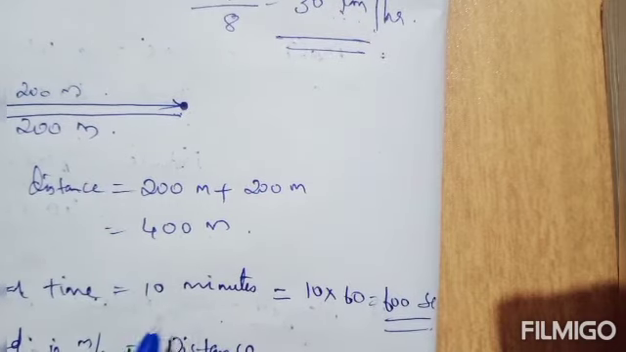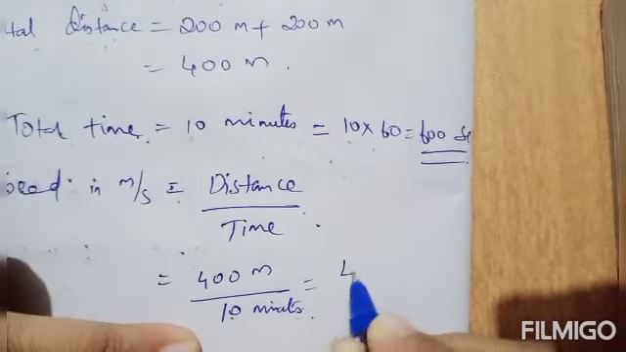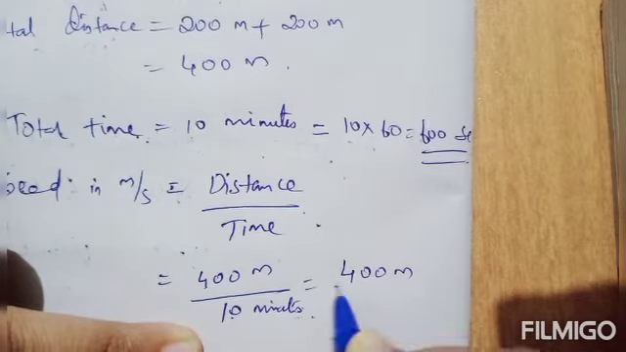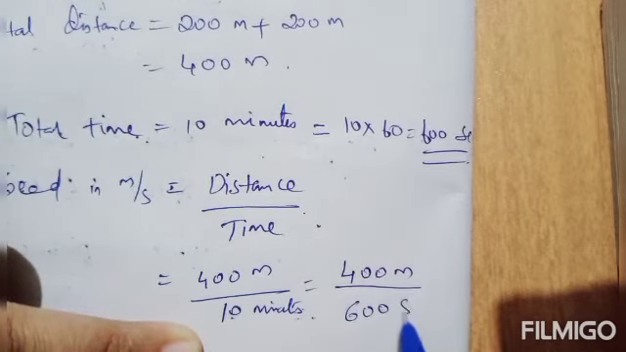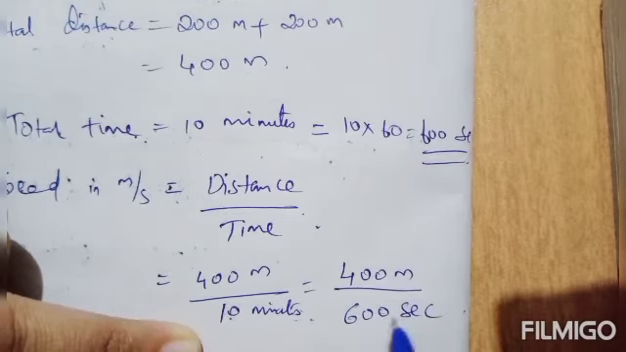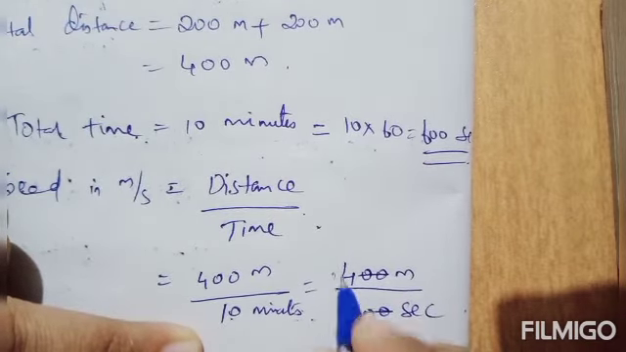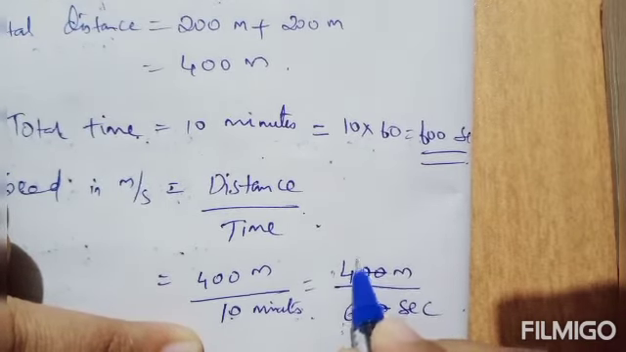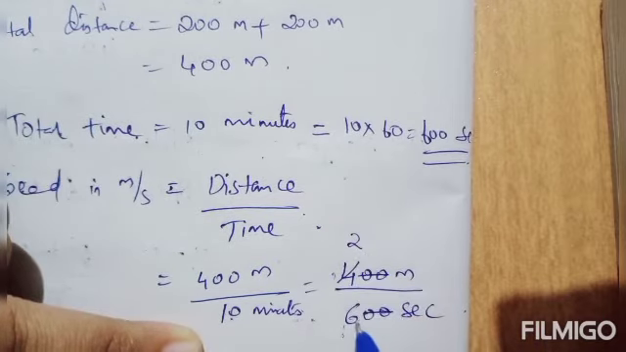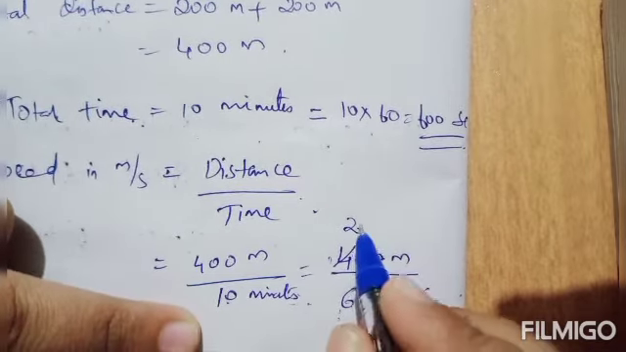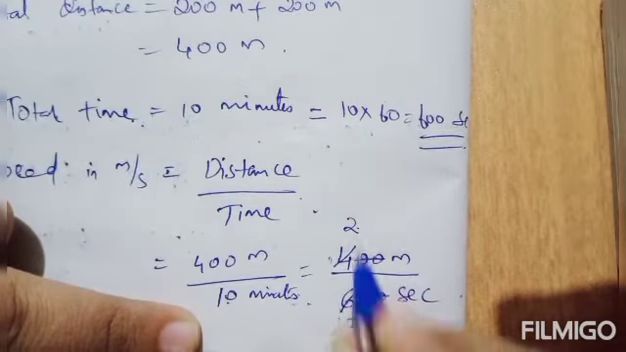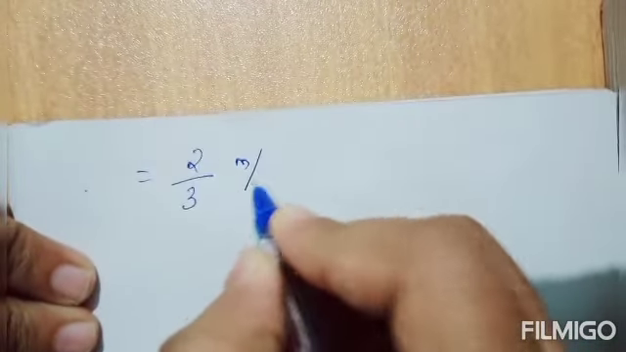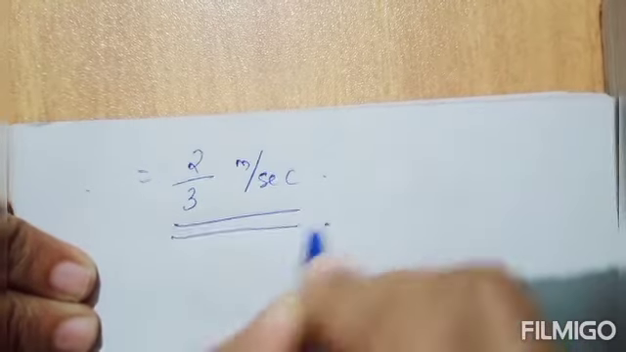Okay, so 400 meter per 10 minutes, that is 400 meter by 600 seconds. Now these two zeros we can cancel, you will get 4 by 6. Now 4 will go in 2, 6 also will go in 2. Here 2 you will get, here 3. That is 2 by 3 meter per second. Okay, the speed of the boy is 2 by 3 meter per second.